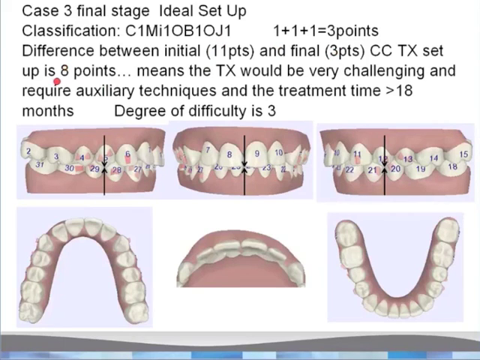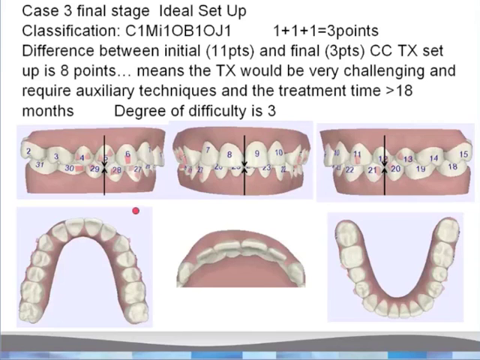So those are one of the things that at least the initial examination, by adding all up and having the summation of those points, is going to guide you on how you want to treat the case. So if you decide you want ideal, it's going to be greater than 18 months, the degree of difficulty, because of all those different red circles that would have been circled. You can see that it's confirmed in the diagnostic setup.